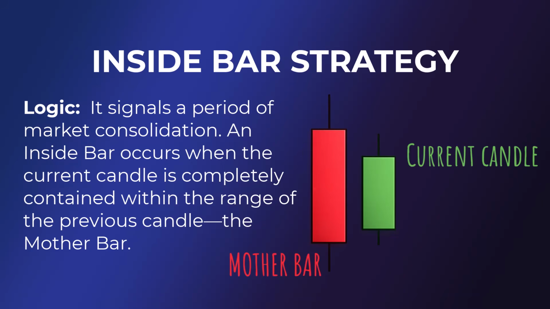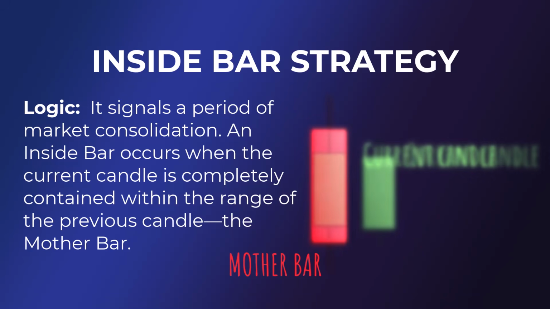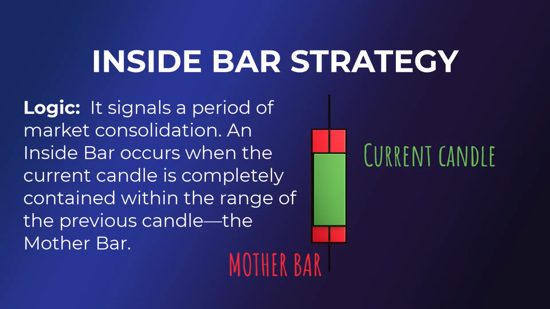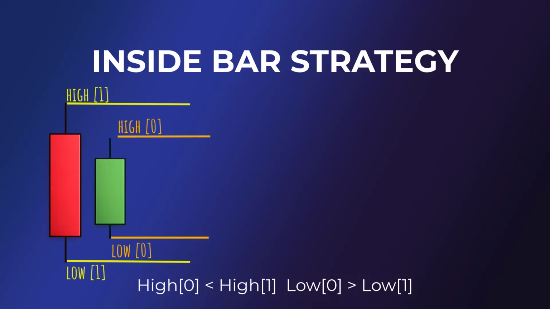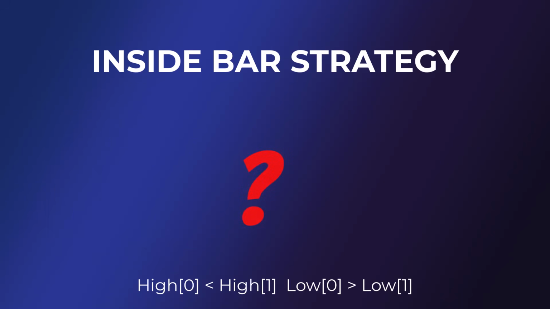Technically, an inside bar occurs when the current candle is completely engulfed by the range of the previous candle, the mother bar. This means the current high is lower than the previous high and the current low is higher than the previous low. But why does this matter?